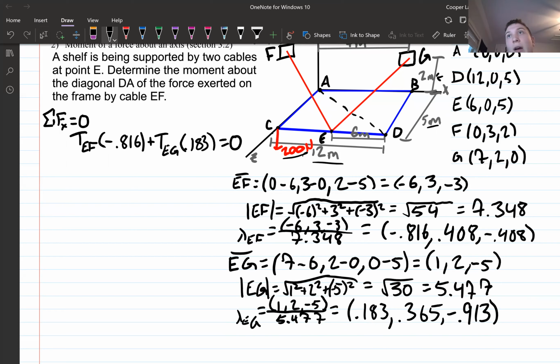Now when I solve this out, I want to try to get TEF, the tension in cable EF. So what I'm going to do is I'm going to solve for TEG here, so that way I'll have my next equilibrium equation all in terms of TEF. So that way I'll get my TEF answer, and then I can start working on my next problem, which is finding the moment.